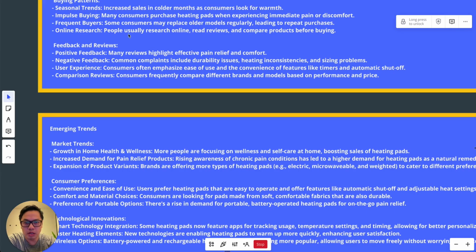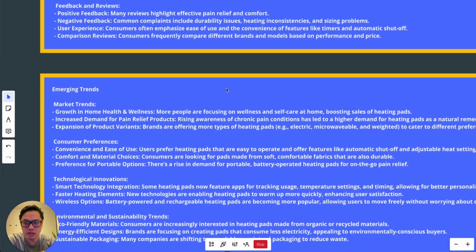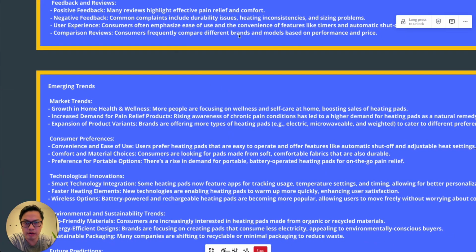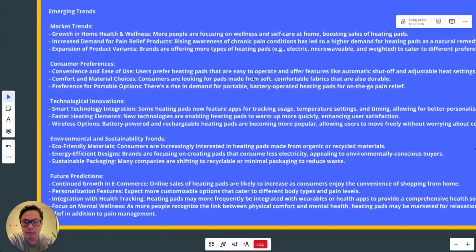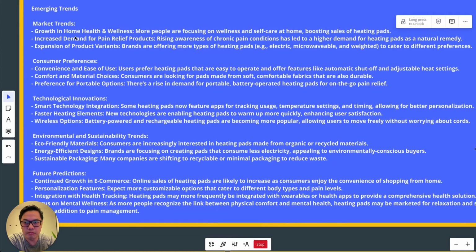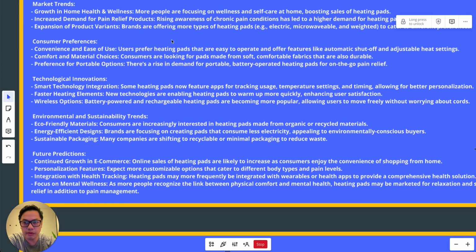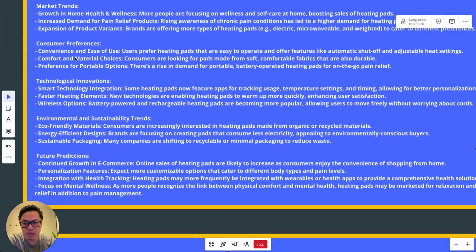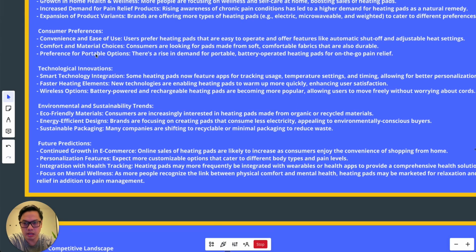May replace older models. Okay, online research yet. Okay, so there's nothing that we haven't read yet here. Okay, perfect. Emerging trends, so growth in home health and wellness, self-care, demand for pain relief products. Let's see. Convenience and ease of use. So ease of use sticks out to me. Comfort, material, okay. Portable options, okay, portable.